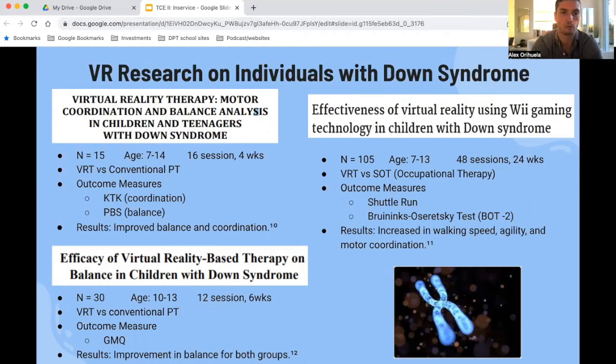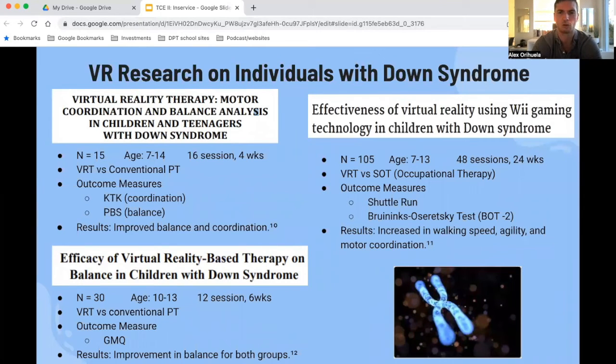The first one was these children aged 7 to 14 had 16 sessions of virtual reality using the outcome measures KTK, which is a coordination-based outcome measure, and PBS, which is a balance-based outcome measure. And they found over 4 weeks that it substantially improved their balance and coordination.